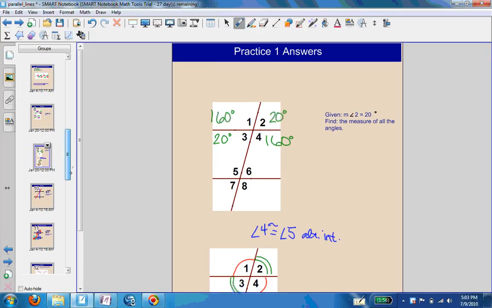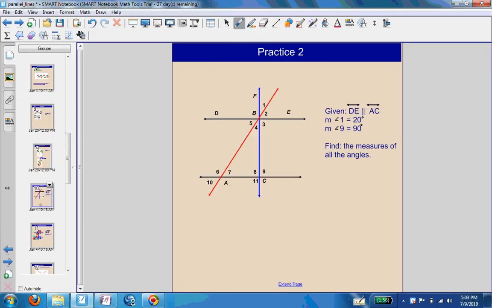So let's move on. Here's an example where we have two transversals, a very classic example as well. We're told that angle 1 is 20 degrees, and we're told that angle 9 is 90 degrees. So since we know angle 9 is 90, we know automatically that all four of these angles are 90 degrees by definition of perpendicular lines, and by corresponding angles, we know that all of these are also 90 degrees. So that helps us out right away.